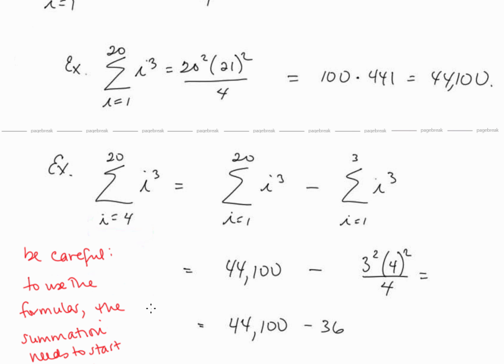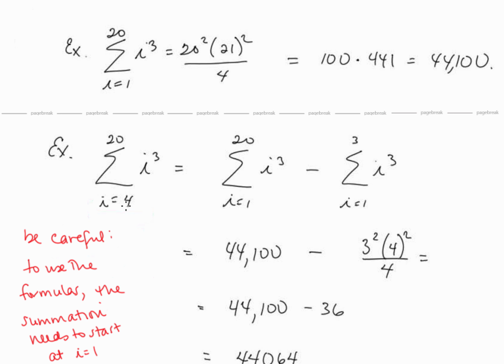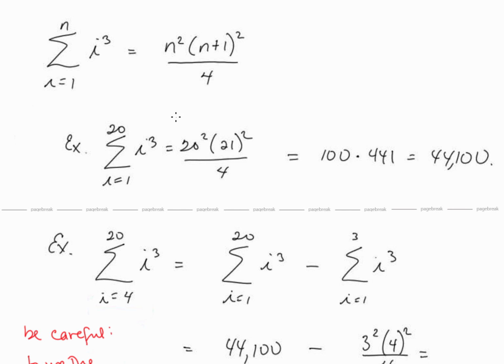Let's take a look at what we have here. This summation is going from i equals 4 to 20 of i to the third. But notice the formula says i has to start at 1, going from 1 to n. So the only way that we can use this formula is if we write this summation in terms of other summations starting at 1. In other words, we need to write this as a summation from 1 to 20 minus a summation from 1 to 3.